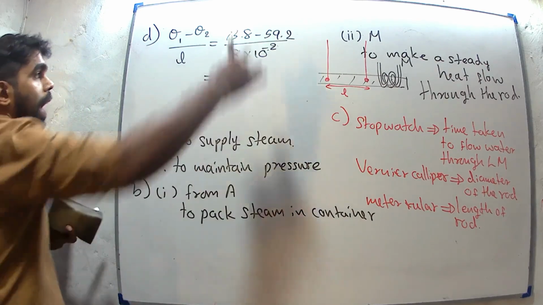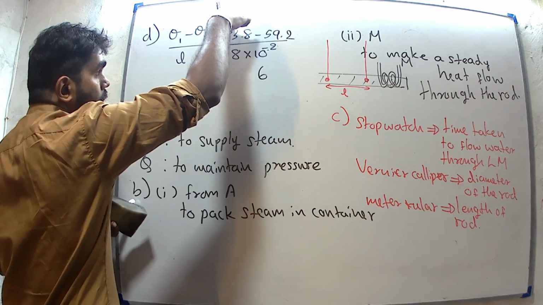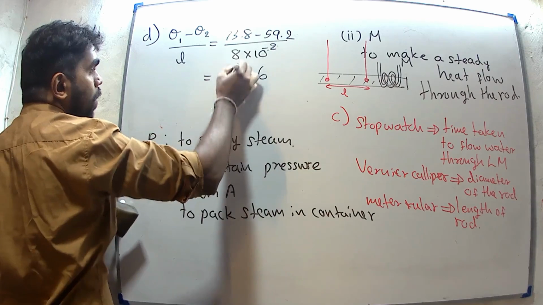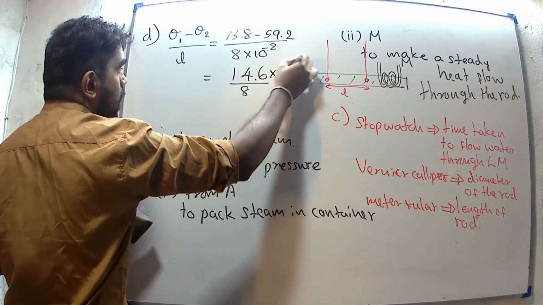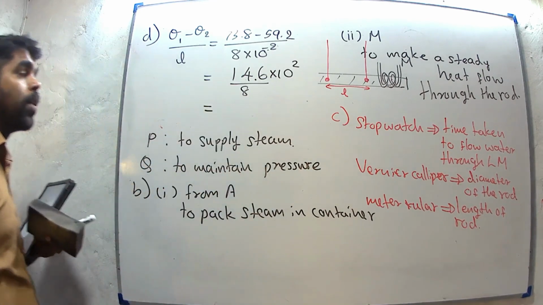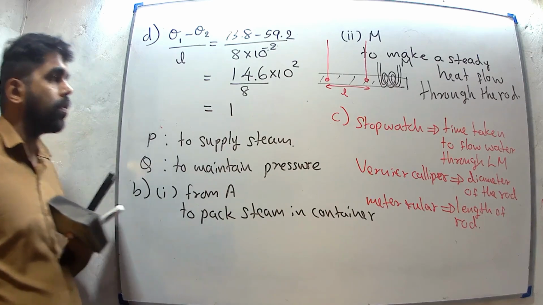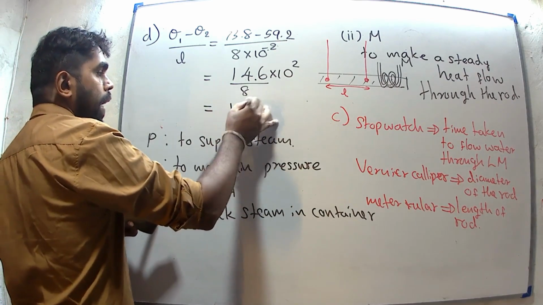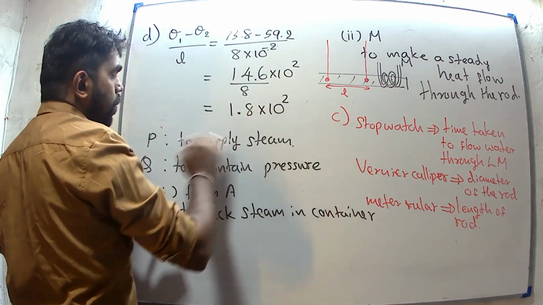Then we can subtract 8 minus 2, 6. 13 minus 9, 4. 6 minus 5, 1. Divide by 8. We can bring 10 to the power minus 2 to the numerator as 10 to the power 2. 14 divided by 8, 1. 6 remaining, 66 divided by 8, 8, 1.8 into 10 to the power 2.